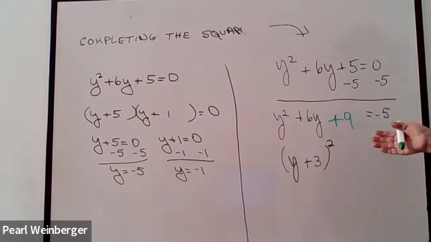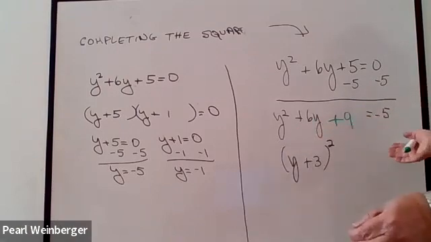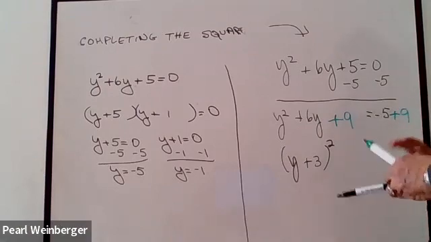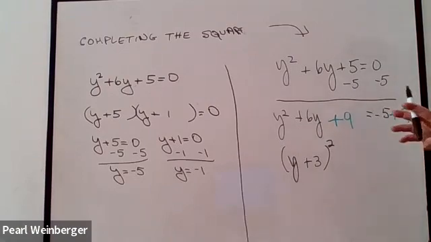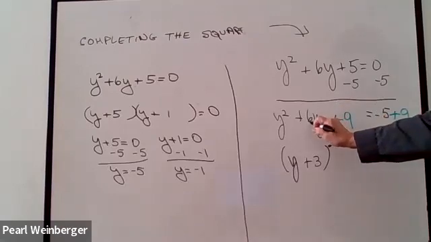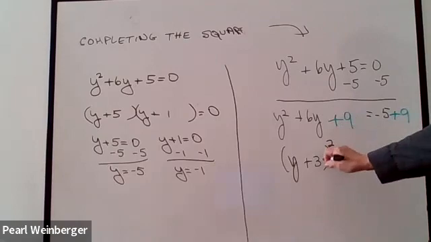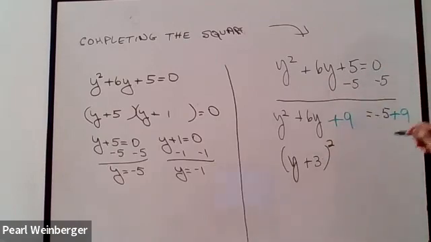Well, think about it. This is an equation. Whatever you do to one side, you better do the exact same thing to the other side. So therefore, I add 9 to this side as well. How did I decide on the 9? I took half of this number. I knew that's what's going to go into parentheses, multiplied it by itself. I squared that number. 3 times 3 gave me 9.